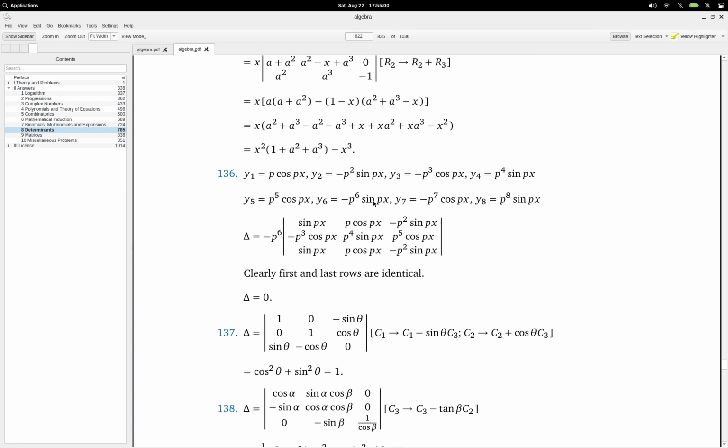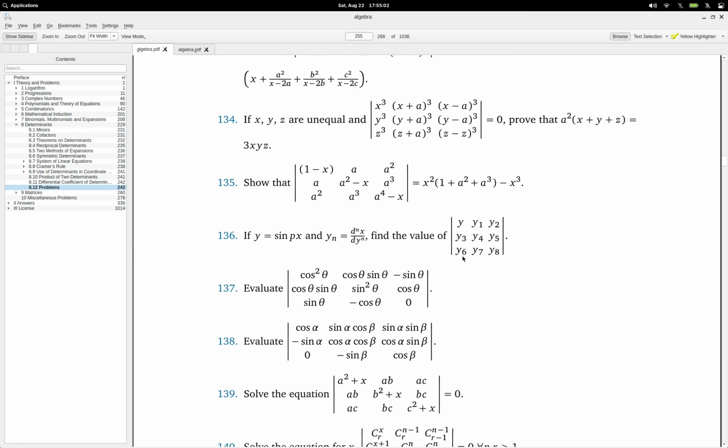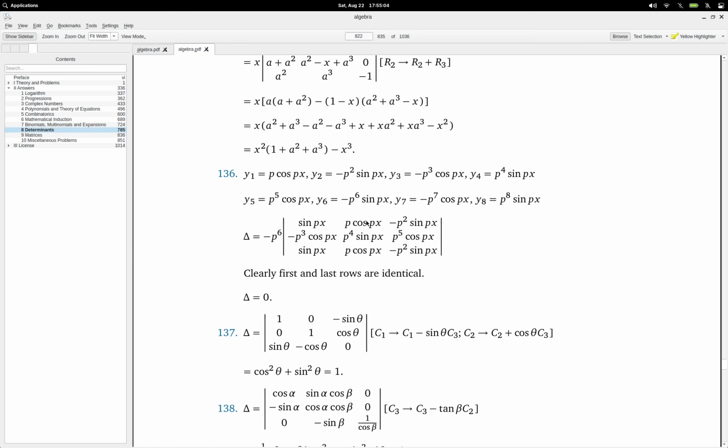So essentially, if you look at the last row, y6, y7, y8, all will be minus p6, minus p7, and minus p8. Okay, sine and cos we ignore. So from these three, we can take out minus p to the power 6. Once we take minus p to the power 6 out, first row is identical to last row, and so the delta will become 0.